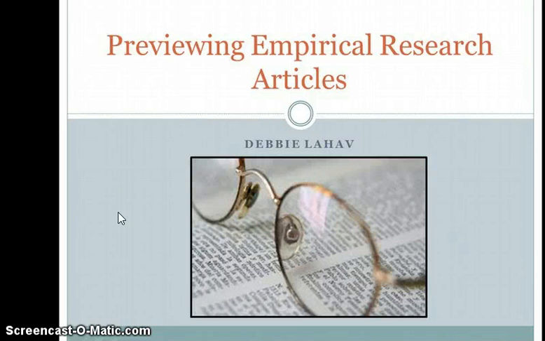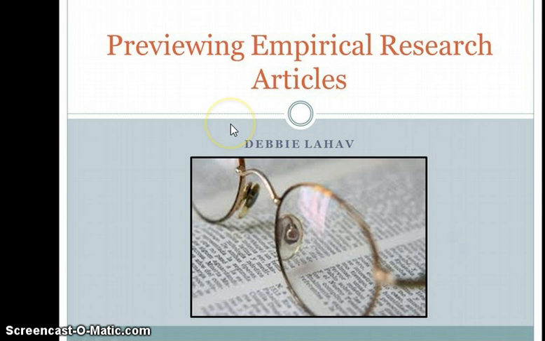Hi everyone. Today we're going to look at previewing empirical research articles. When you get a long academic article to read, many times it's kind of scary. It's long, there's lots and lots of text. So today we're going to see what we can do to make it a little bit more user-friendly.